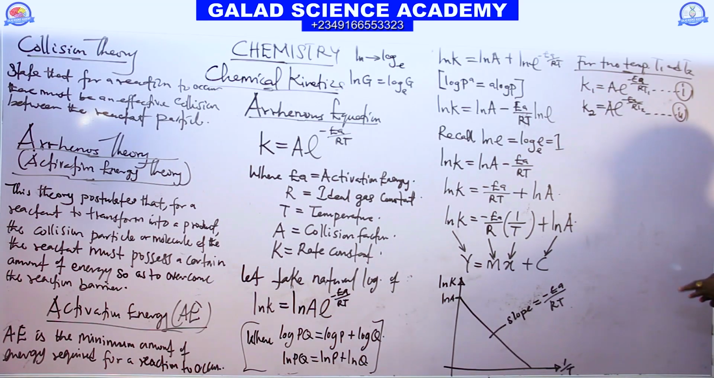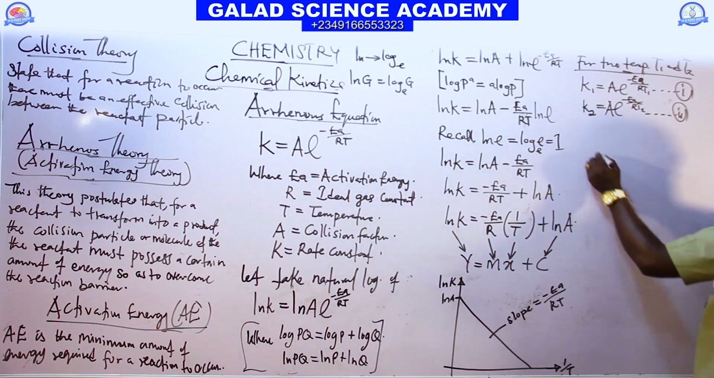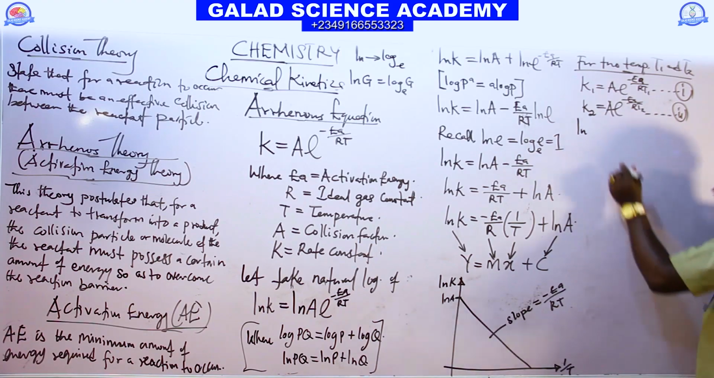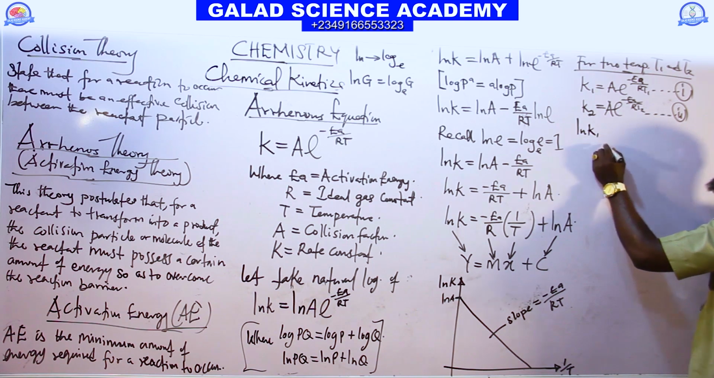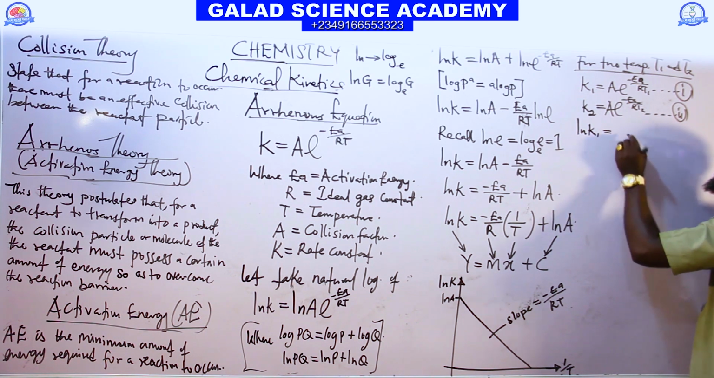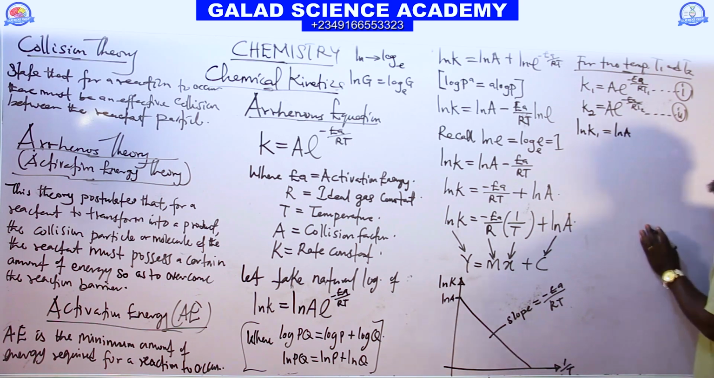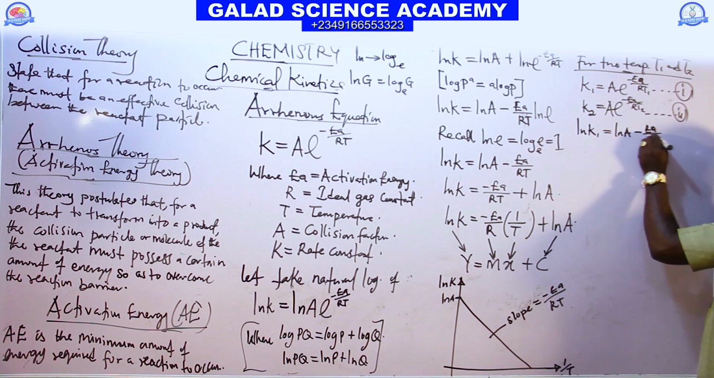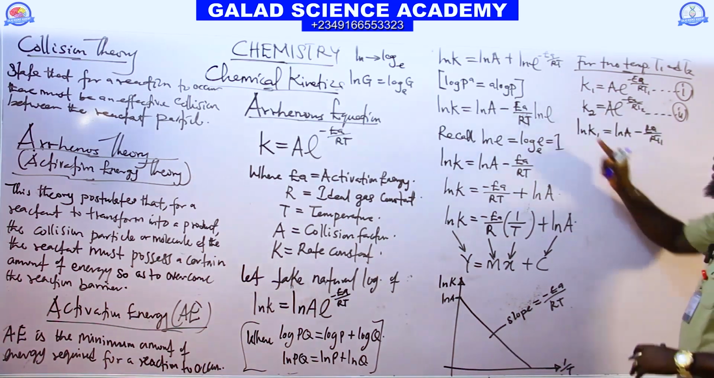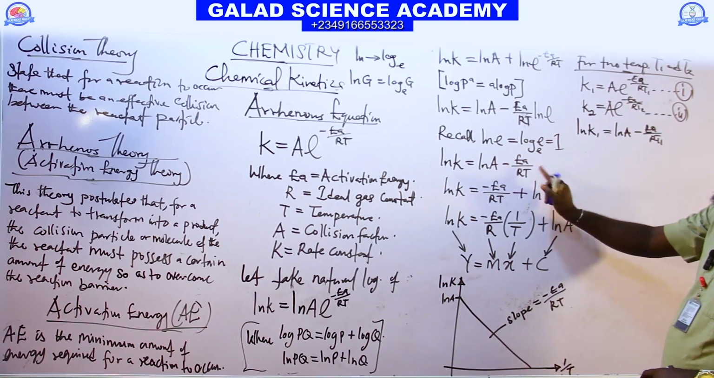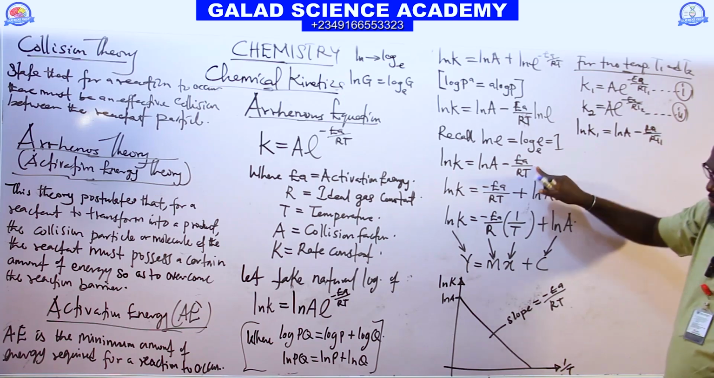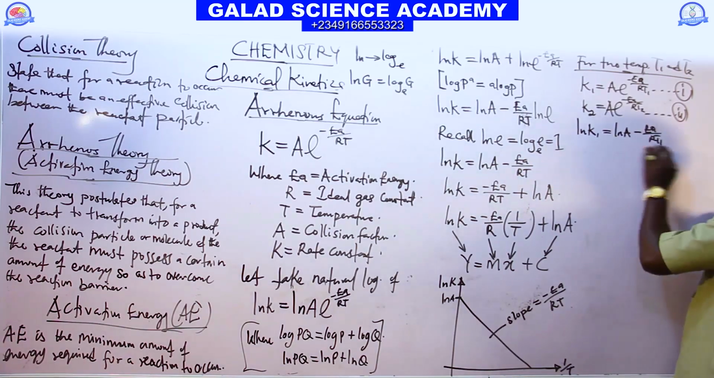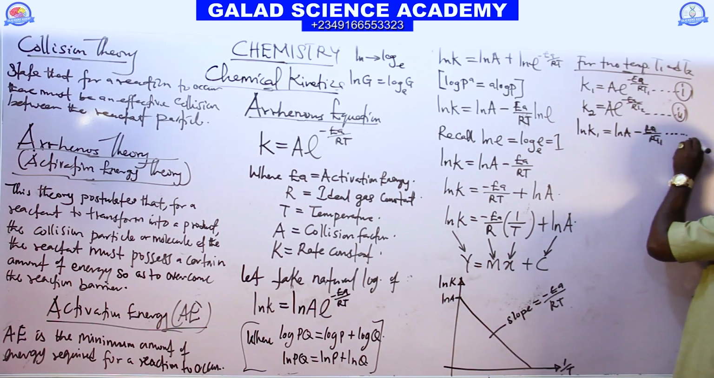You will now take the logarithm of both sides. By taking the logarithm of both sides, we have ln k1 equal to ln A minus Ea over RT1. What I did here is I jumped a step, from this to this. So you have this. Call this one equation 3.